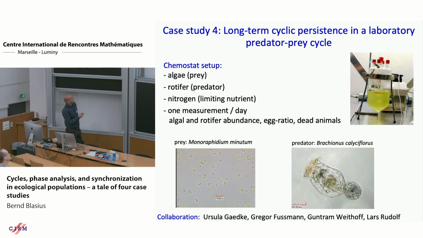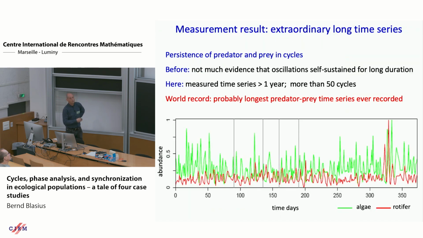So we had algae and we had rotifers, that was the predator. We had nitrogen as the limiting resource. And for this 1 year, they measured once per day, they measured algae and rotifer. They measured also the eggs, we had the egg ratio, and they measured the dead animals. And so let's plot it.